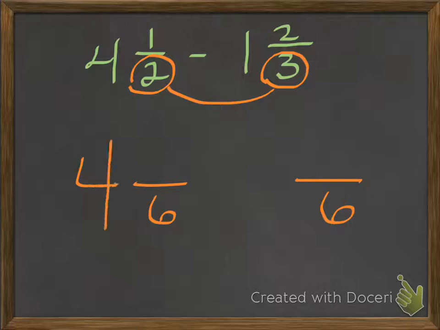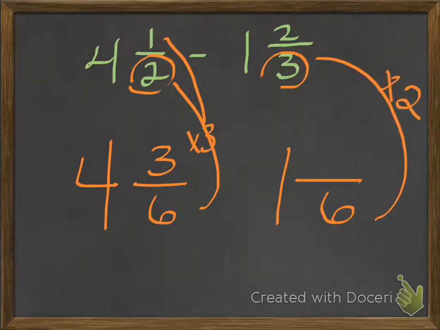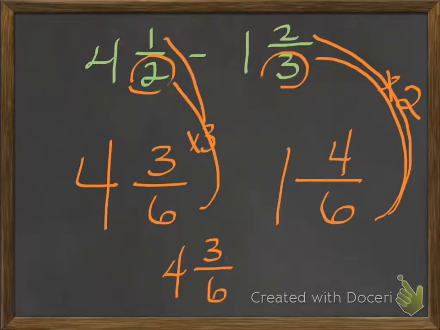Okay, the whole number stays the same. Those don't change at all. Now to get from 2 to 6, let me erase this line so it doesn't get confusing. To get from 2 to 6, I had to multiply times 3. Whatever I do to the bottom of the fraction, I have to do to the top as well. So I'll take the 1 times 3. 1 times 3 is 3. To get from 3 to 6, I multiplied times 2. Whatever I do to the bottom, I got to do to the top. So 2 times 2 is 4. Okay? So now I have 4 and 3/6 minus 1 and 4/6.